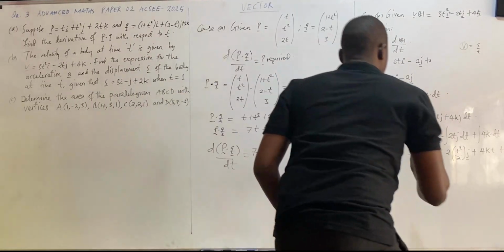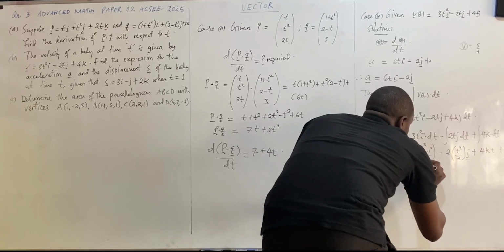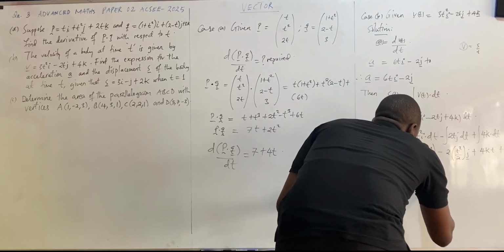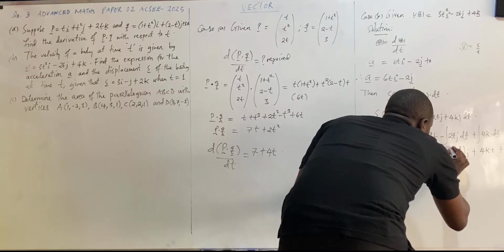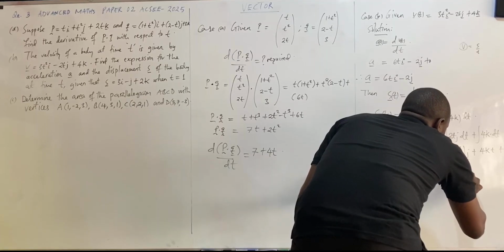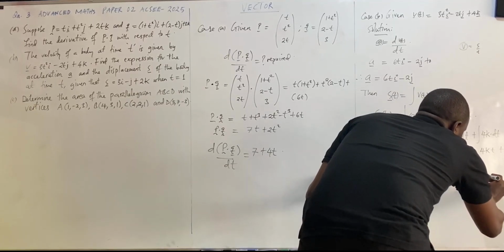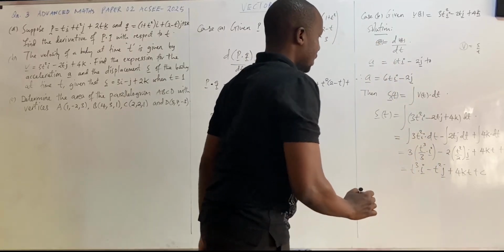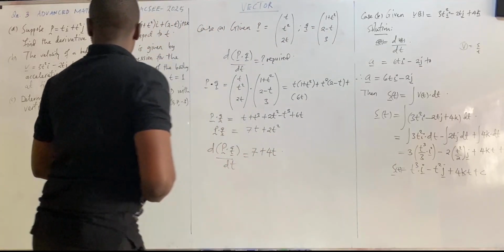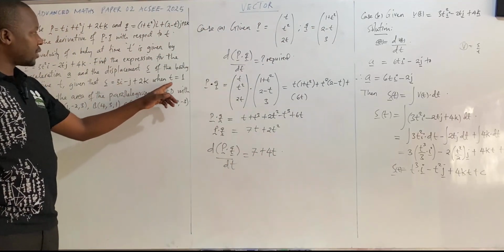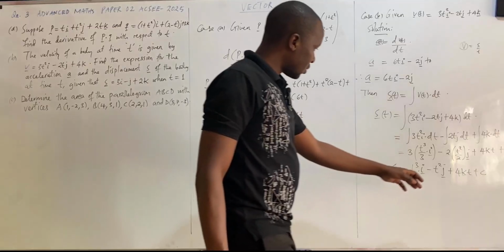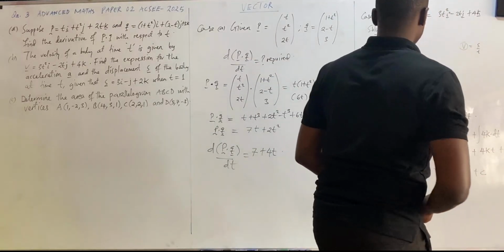Now if we simplify, the 3 and 3 cancel out, so we remain with t cubed i. The 2 and 2 cancel out, we remain with t squared j, then we plus 4k t, then we plus c. So this will be the displacement function. But we have already been provided with the displacement when t is 1. So we can use this to calculate the value of c, the constant of integration.